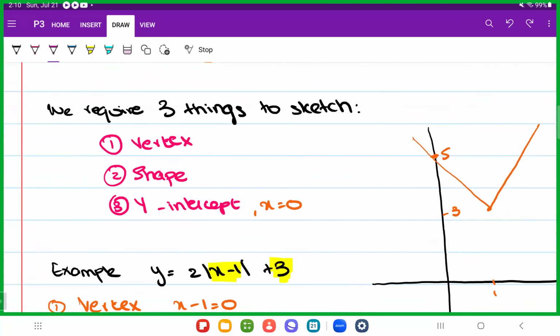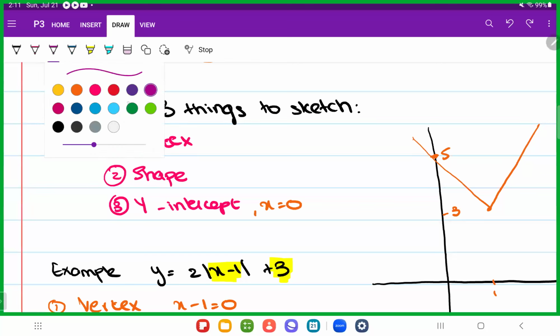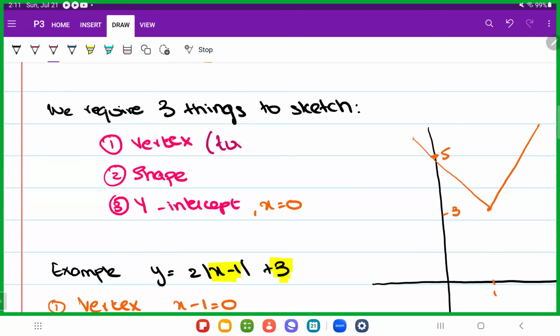Now we require three things to sketch a curve. Firstly, the vertex, which is the x and y values, the turning point values. Whenever we talk about the vertex, we are basically talking about the turning point. Secondly, the shape. How do we know the shape of the curve? Through the a value, whether a is positive or negative. That shows us the shape. And thirdly, the y-intercept, which is the value of y when x is equal to 0.